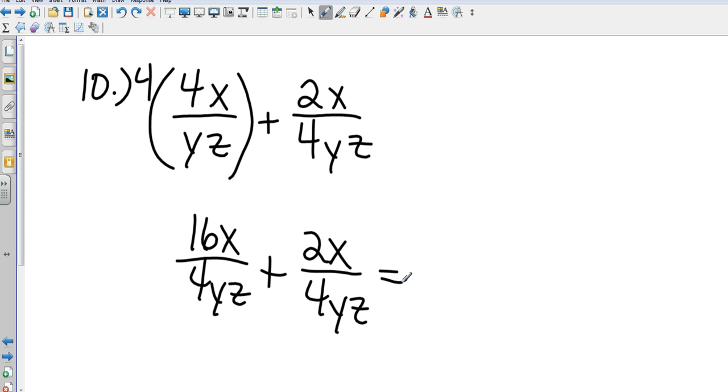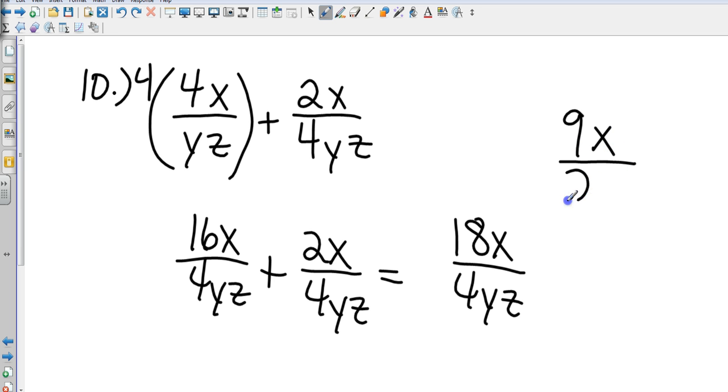So 16x and 2x is 18x. So I have 18x over 4yz. And I've got one more step. I need to reduce the 18 over 4 to what? 9 over 2. So that's 9x over 2yz.